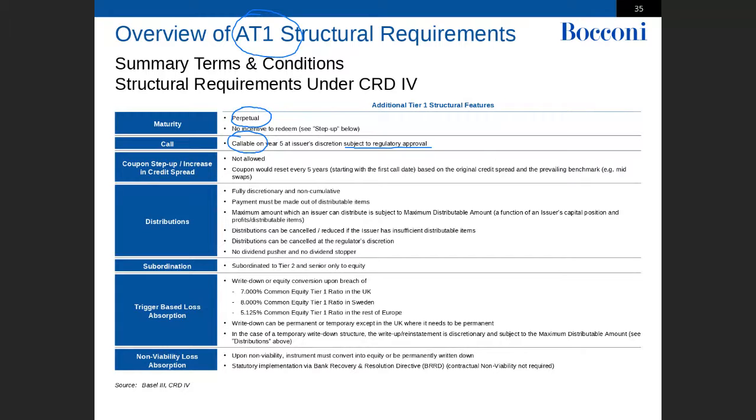And they have two important features: write down or equity conversion. So to create equity, you have two options. Either you write down the liability when the event that triggers the need of capital takes place.